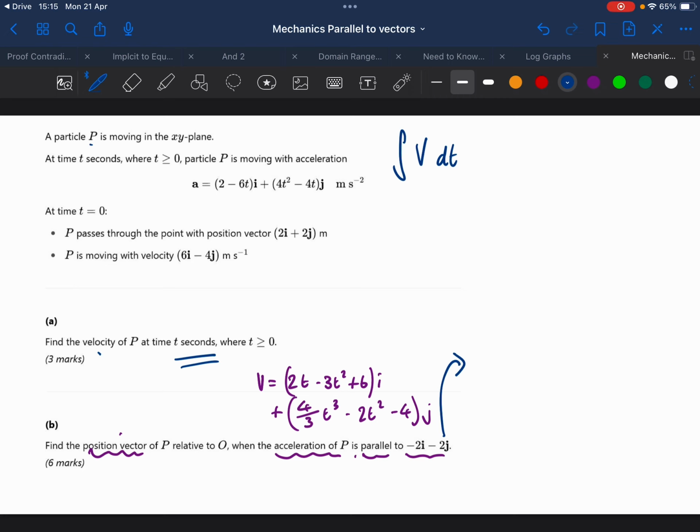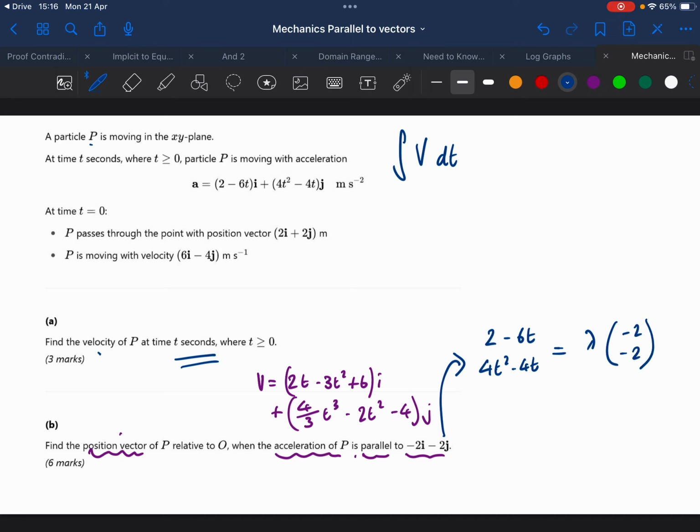So the acceleration, we know what the acceleration is already. The acceleration generally is given by 2 minus 6t and 4t squared minus 4t. So how do we read statements like "is parallel"? Well, "is" for me means an equal sign. Parallel means it's going to be some multiple or some factor, so I'm going to represent that as lambda, times 2, minus 2, minus 2. So that's the way that I'm going to write it.